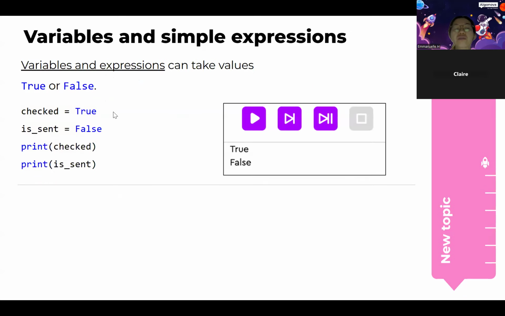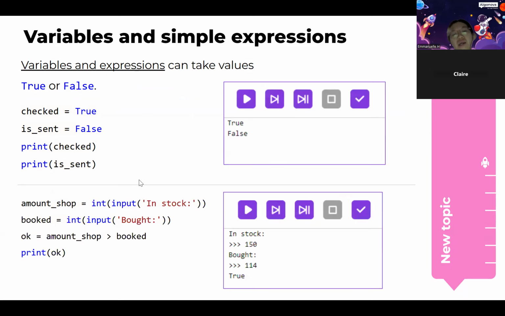For example here, how many variables do we have? Two. Yeah, two: check and is send. Check equals true and is send equals false. So when you print the variables, it will print true and false. So this is an example of a logical data type. Why do we use it? Usually we use it whenever we want to compare or check something.